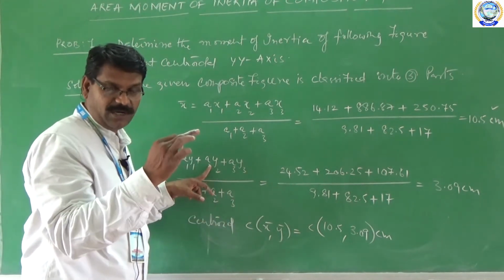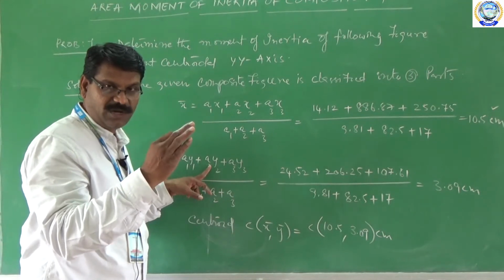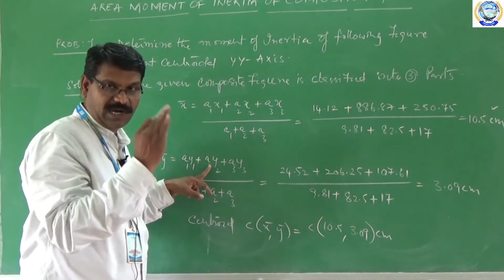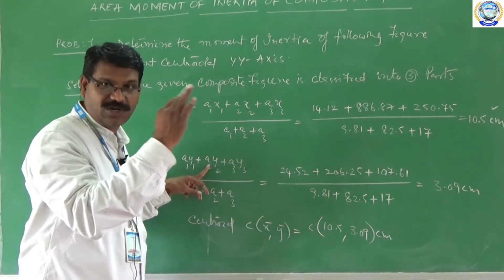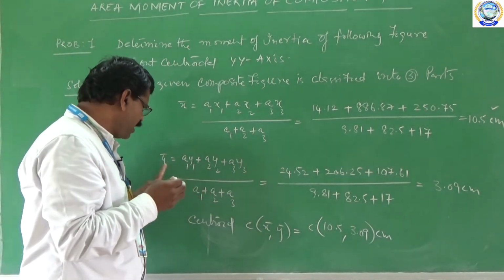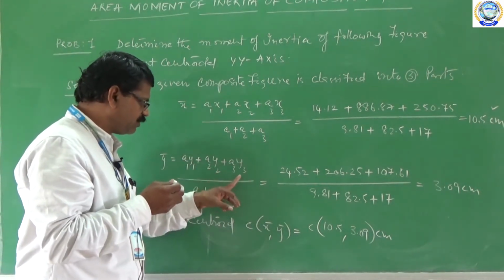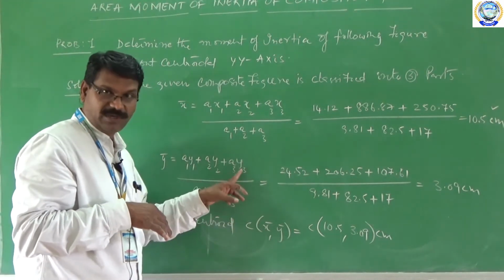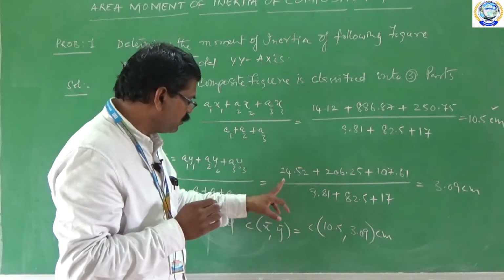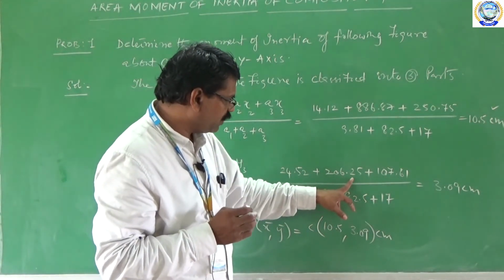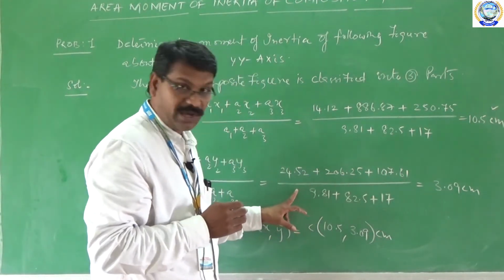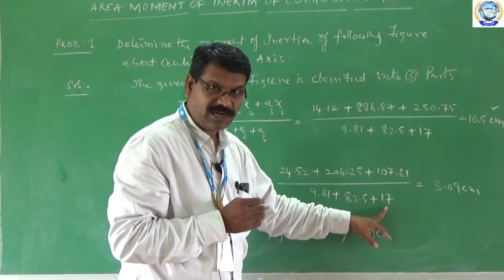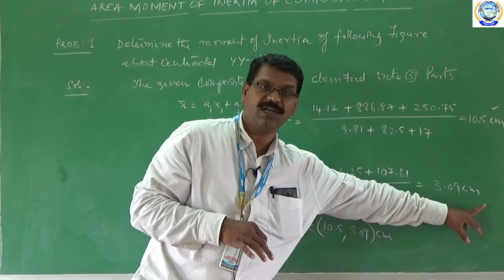As I already told you, the determination of area moment of inertia is with respect to three categories. What are they? The first category is simple figures. The second category is composite figures. The third category is shaded regions. So, for finding y bar is equal to a1 y1 plus a2 y2 plus a3 y3 whole by a1 plus a2 plus a3, bring all the values of a1 y1, a2 y2, a3 y3 and substitute in their respective places. We will get 24.52 plus 206.25 plus 107.61 whole divided by, as a1 is 9.81 plus a2 is 82.5 plus a3 is 17, and simplifying this, we will get 3.09 centimeters.